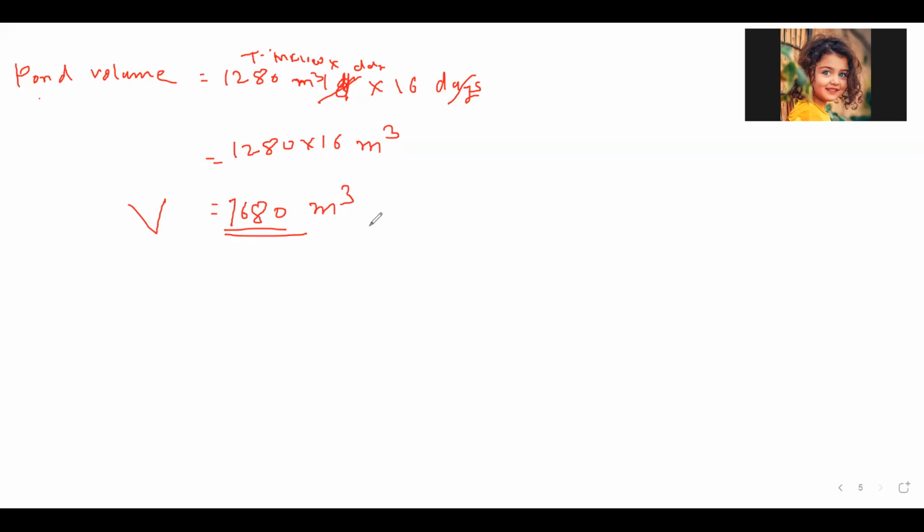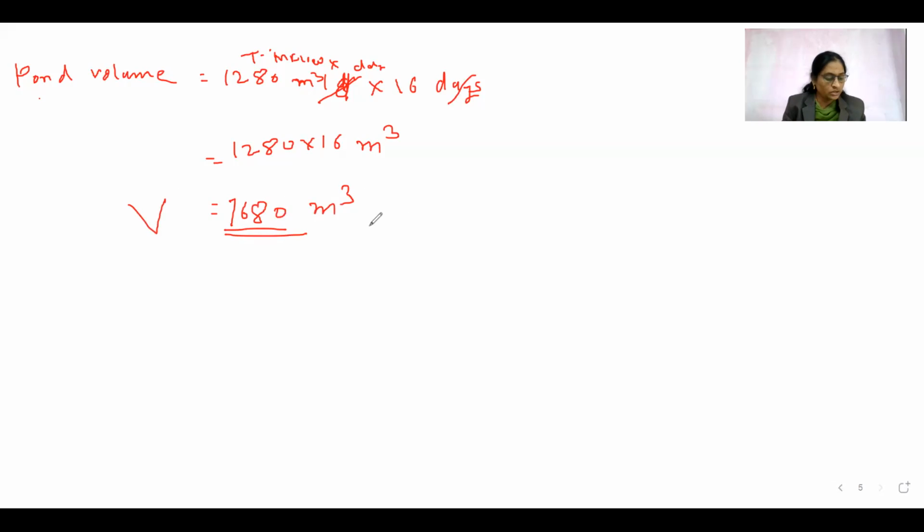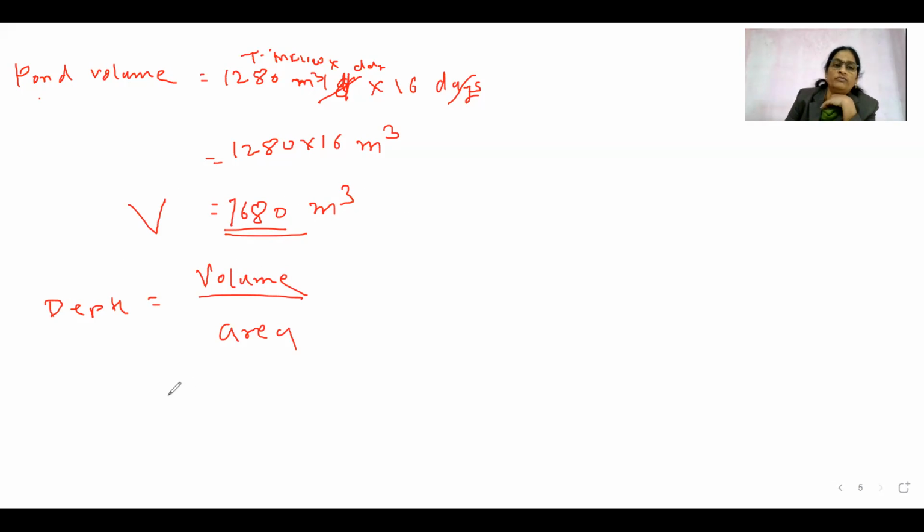And now, if you know the volume and if you know the area, you can find out the depth. So depth is equal to volume upon area. What is the volume? We have calculated 7680 upon area. What is the area we have calculated? Please go back and see that area.